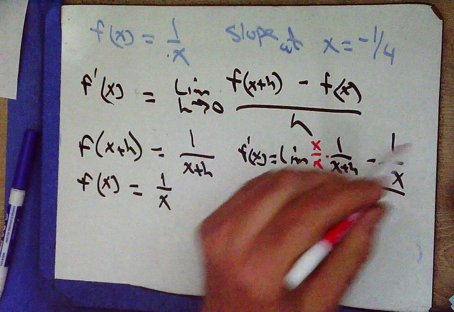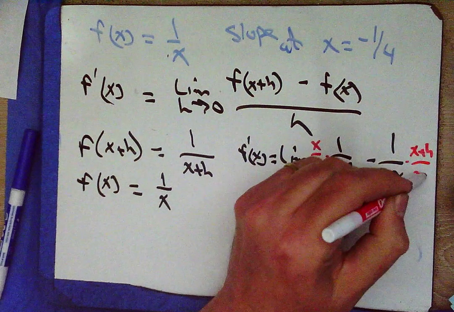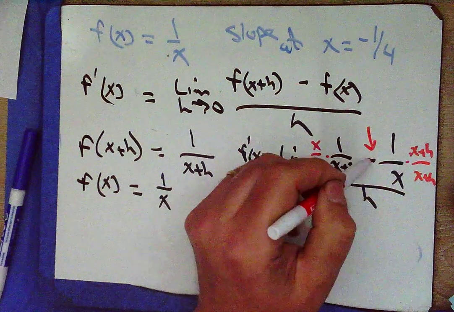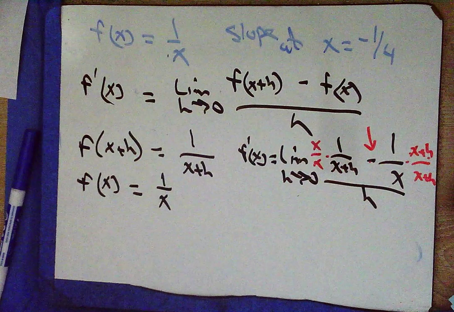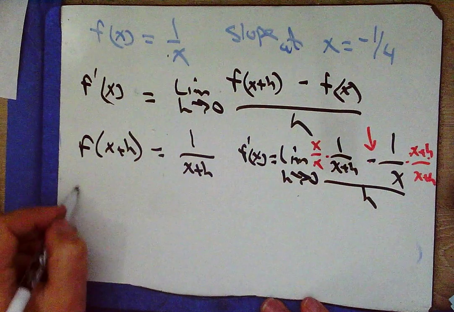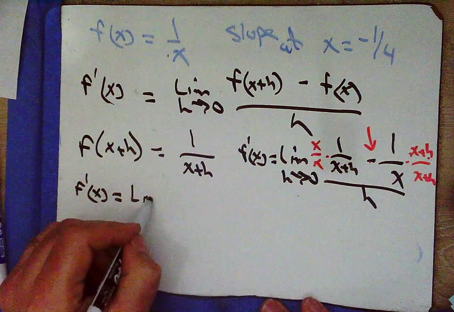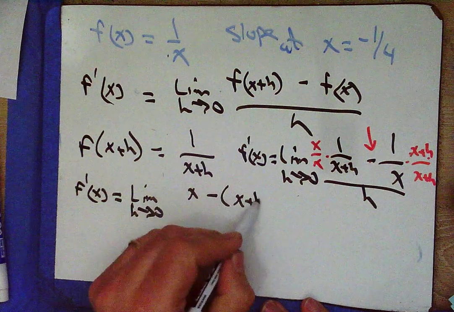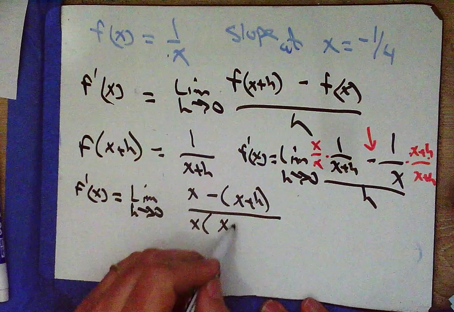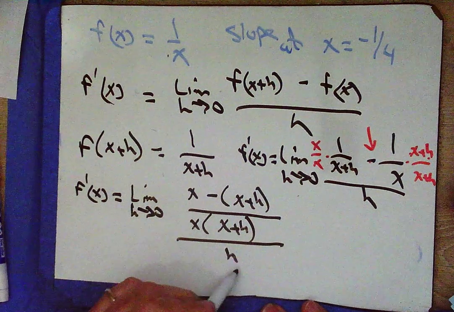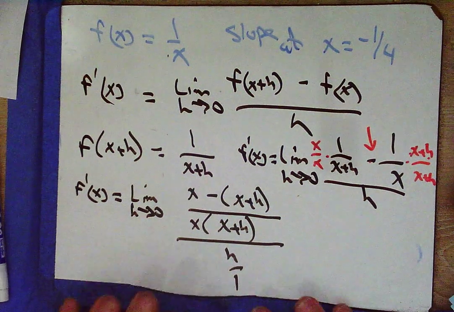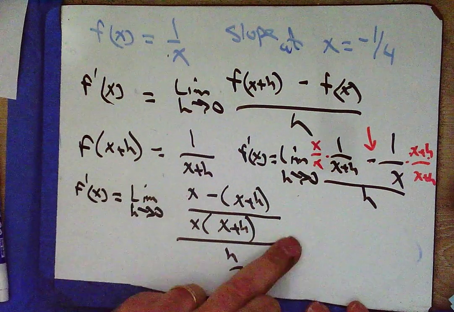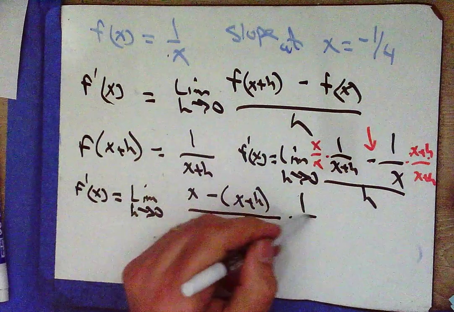So this needs an x over an x, and this needs an x plus h over an x plus h. See this minus? Make sure when you distribute that minus to the x that you also distribute that minus to the h. So our next line looks like this. F prime of x equals the limit as h heads to 0 of x minus x plus h all over x times x plus h, all over h over 1. Well, so a couple of things. I don't like a complex fraction where I have a fraction over a fraction, so instead I'm going to flip and multiply. So this is times 1 over h.